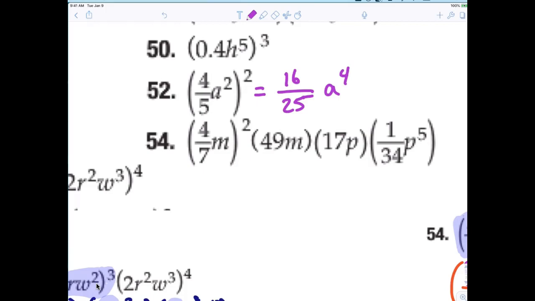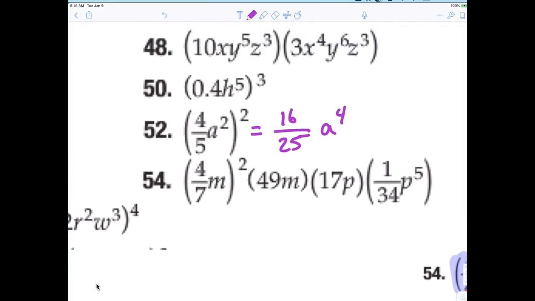Perfect. Did you know that one? Will, did you know that one? What? I don't know what you're talking about. That's all. This right here is the answer to this problem. We don't have to do anything else. You good? All right.